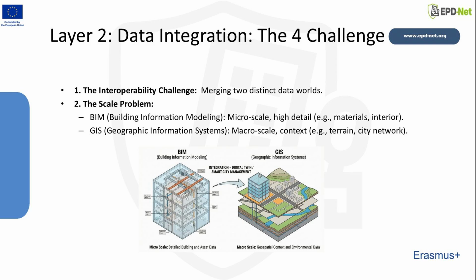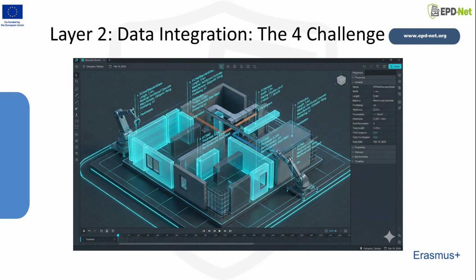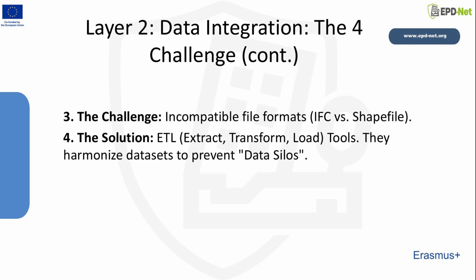Moving up to layer 2, we encounter the biggest technical headache in digital twinning, the interoperability challenge. As planners, we live in two different data worlds. On one hand, we have BIM. It is microscale, dealing with high detail like interiors, typically in IFC format. On the other hand, we have GIS, which is macro scale, dealing with city networks and terrain in shapefiles. The problem is these formats don't speak the same language. As highlighted by Nordo et al., this leads to data loss.